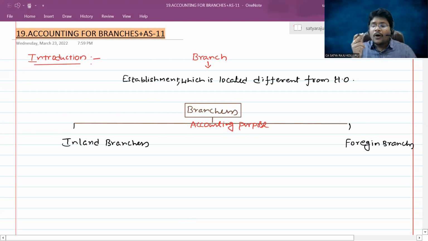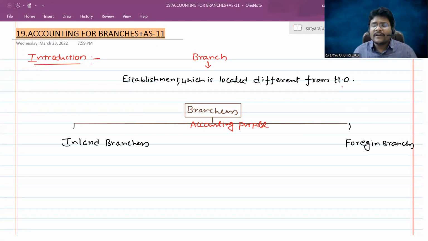Next, how is the branch different from the department, sir? Whenever you call a particular establishment a branch, it needs to be located altogether differently from the head office. Am I right? But in the case of the department, it is a division of a large establishment, or a division of a giant entity, which conducts activities altogether different from the other departments.